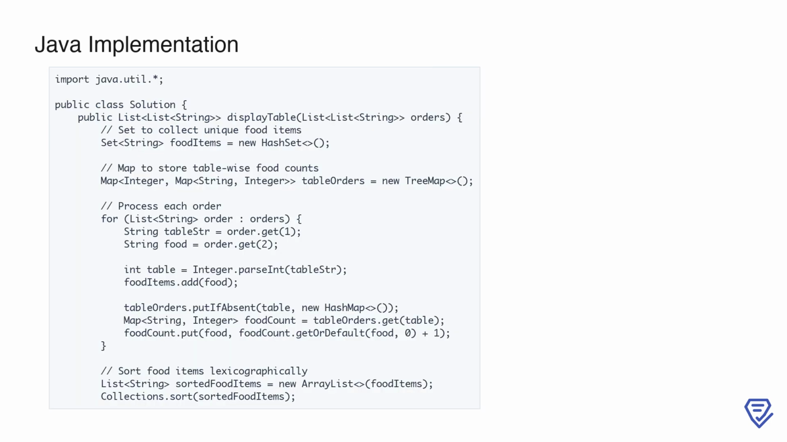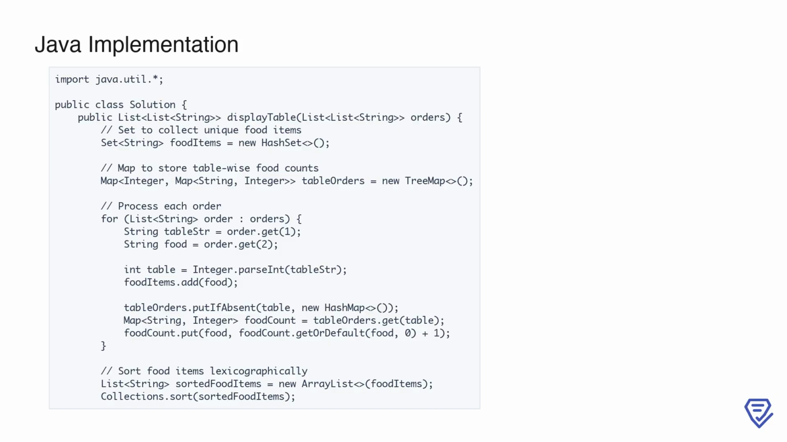Here, we start by importing the necessary packages, such as java.util, to handle collections and maps. The focus of this solution is to process the given list of orders and structure them into a display table. First, we define a set called food items to collect all the unique food items from the orders. This will help us later when we sort and display the food items lexicographically.